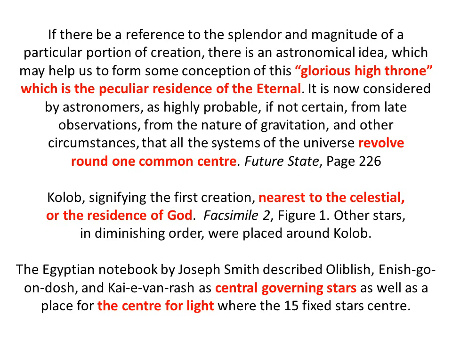And the Egyptian notebook by Joseph Smith described Olablish, Anish Goandash, and Kai Ivanrash as central governing stars. So again, central governing stars, as well as a place for the center of light, where the 15 fixed stars center. So that's also near unto Kolob, and Kolob is the center. So these are similar ideas.